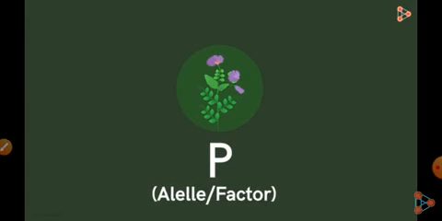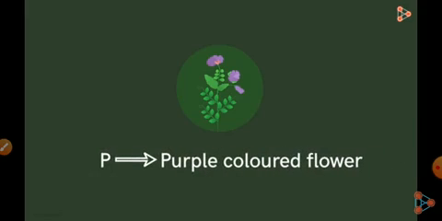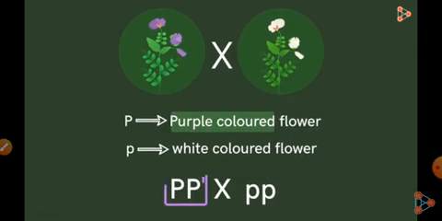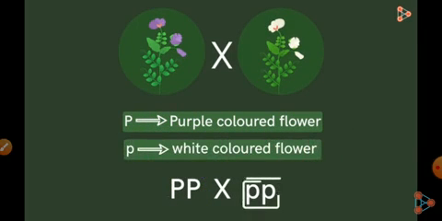Let's consider letter P written in uppercase as the allele, that is factor in Mendel's terms, for the purple-colored flower. And the white-colored flower will be represented with the allele p written in lowercase. Now, the first cross included a purple-flowered plant and a white-flowered plant. So this is how we can represent this crossing. Any idea why we have used the letter P twice here?